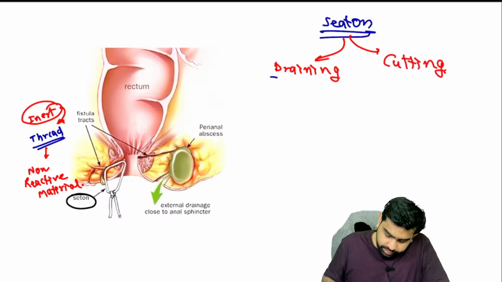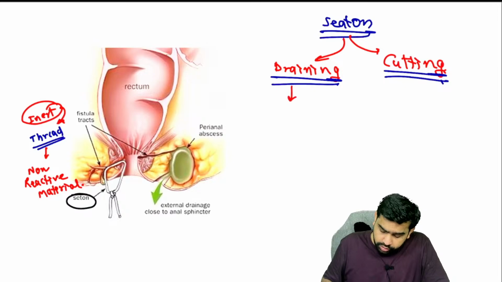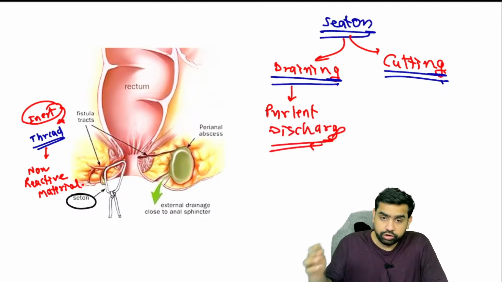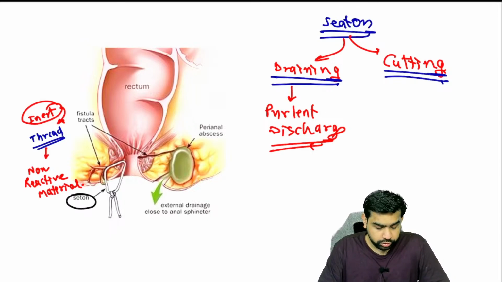What do you understand by a draining and what do you understand by a cutting seton? A draining seton is basically used when you have a purulent discharge. When you have a purulent discharge and you have to drain the abscess, then what you use is a draining seton. Draining seton is for the pus or the purulent discharge. That's what you need to understand over here. And what about the cutting seton?